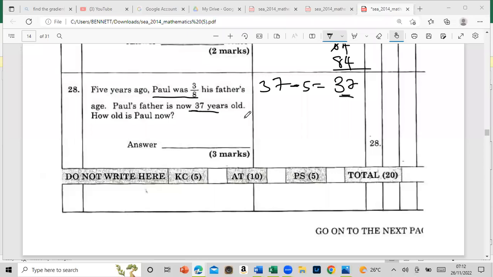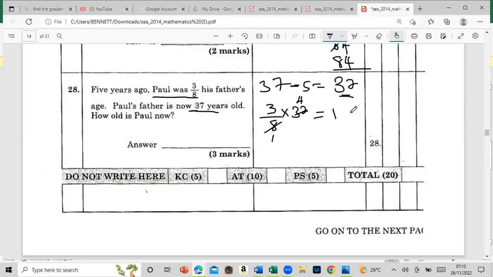All right, welcome back. So it says, 5 years ago, Paul was 3/8. So what we're going to do now is find 3/8 of 32, and that's going to give us Paul's age. So we find 3/8: 1 eighth of 32 is 4, so 3 eighths is 12. So 5 years ago, Paul was 12.